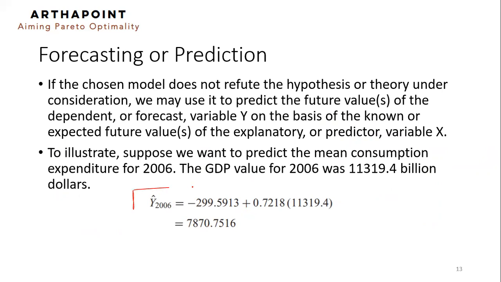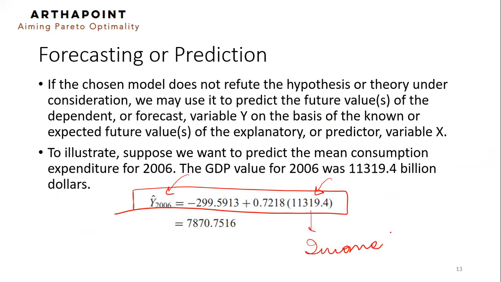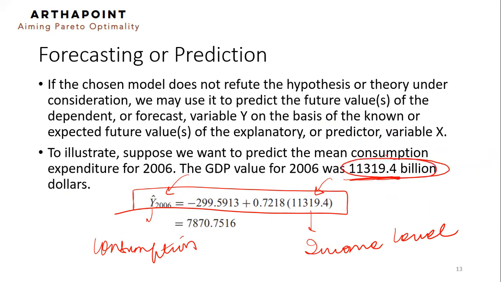Finally, because I have this relationship, I can put different values of X and get different values of Y. X was my income level and Y was my consumption level. GDP is nothing but the sum of incomes. GDP is the total income of the economy. So if I add the total income of the economy, the total consumption of the economy will be this much. So an economy that earns 11,319 billion would have a consumption of 7,870 billion.